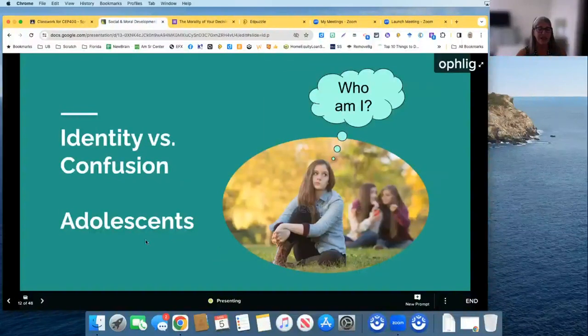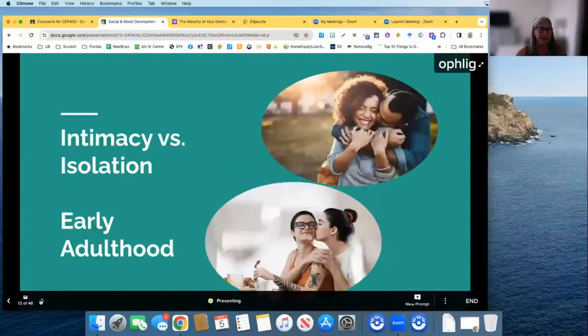The next stage is identity versus confusion, and this is in the adolescent stage. This is when we go through the who am I, which group do I belong to, what do I believe, and we go through that stage at that time. In early adulthood, we go through intimacy versus isolation, where we're often looking for a partner, someone to be intimate with, or we might feel isolated and feel like we don't have that and we need that.